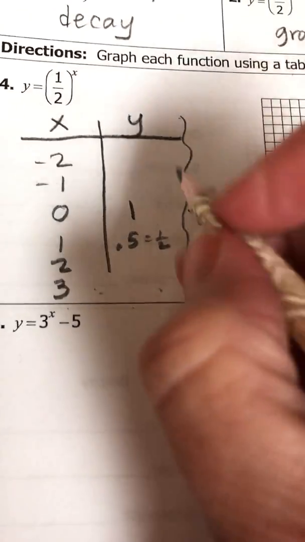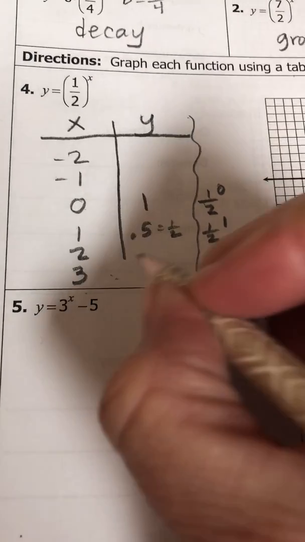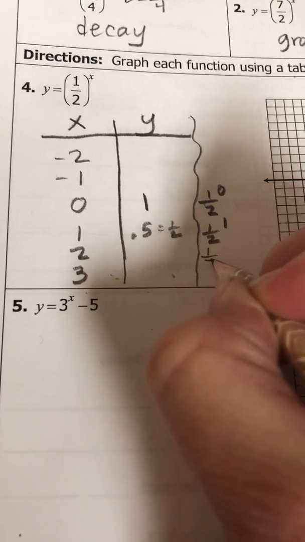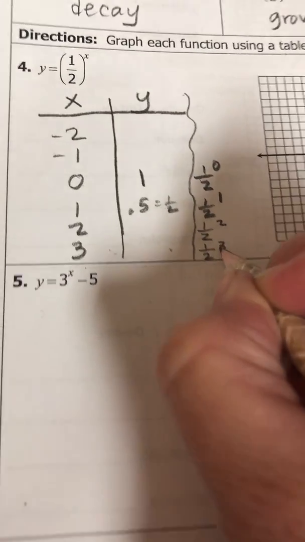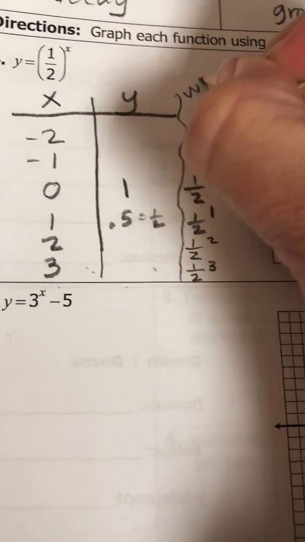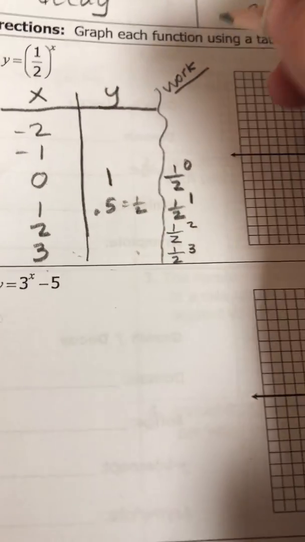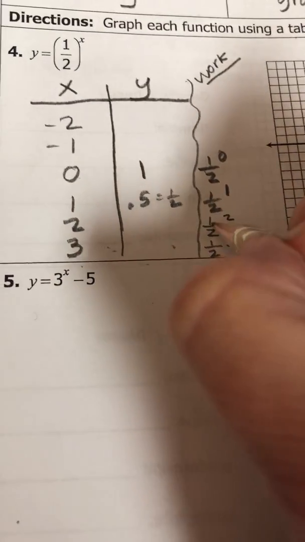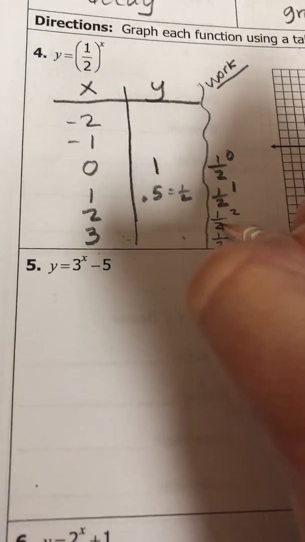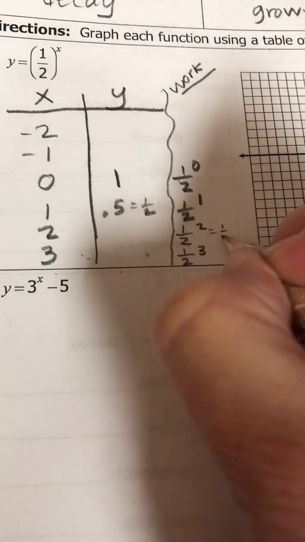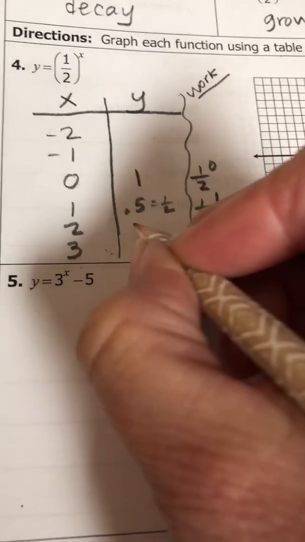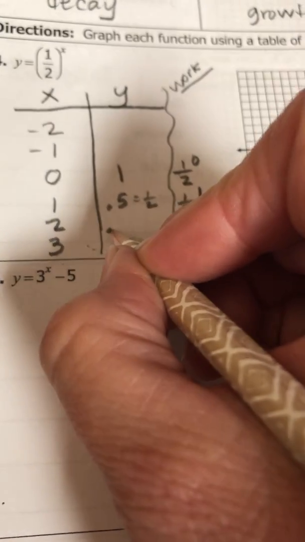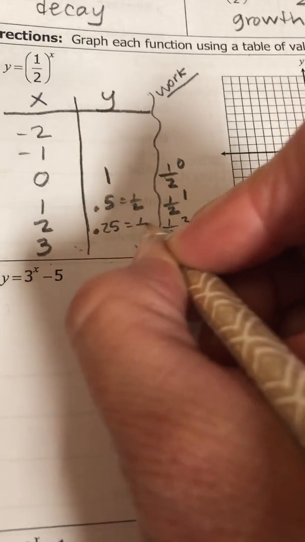Then I have 2. So I'm going to have 1/2 to the second power. And I could even keep going if I wanted to. So I'm just writing out my work here, okay? I'm showing you my work. So I have 1/2 to the second power. Now 1/2 to the second power means 1/2 times 1/2, which means 1/4, which is 25 cents, which is a quarter.